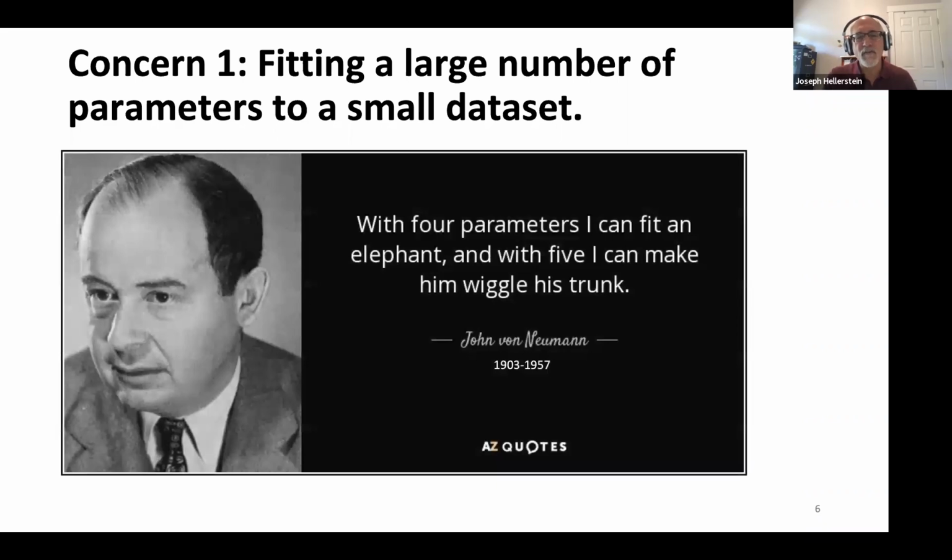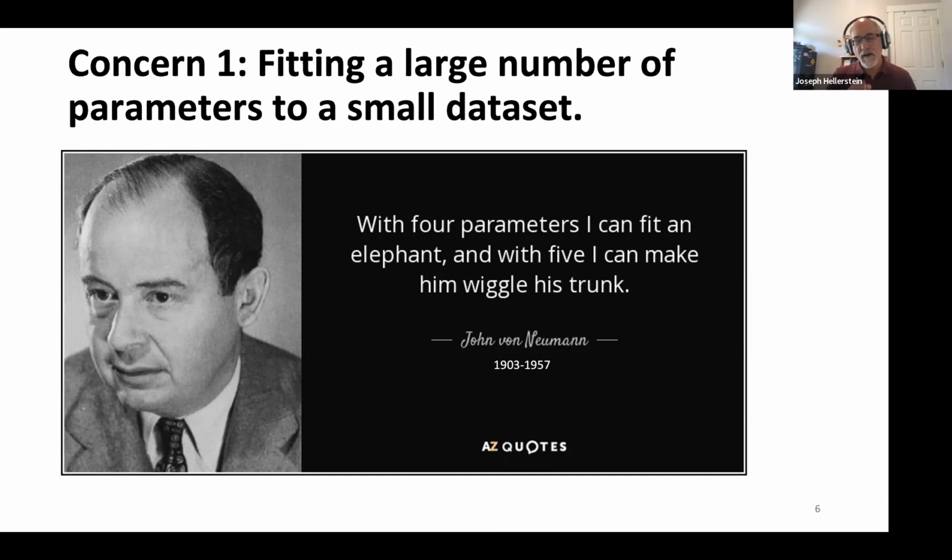This is a famous quote from John von Neumann: with 4 parameters, I can fit an elephant, and with 5, I can make his trunk wiggle. It's a funny way of saying that the more parameters you add, yes, I've got more degrees of freedom, but then am I really saying something, or am I just making my model big enough so that I can account for all the data? So that's one concern, and we have to be mindful of that.